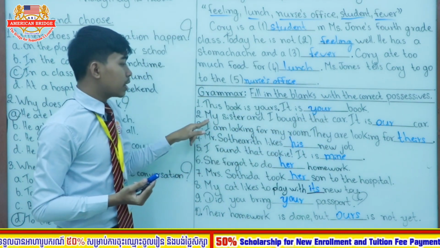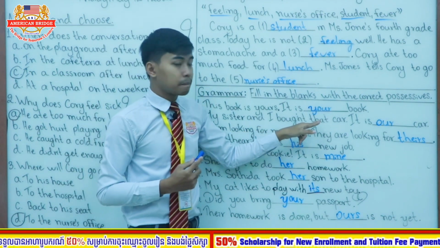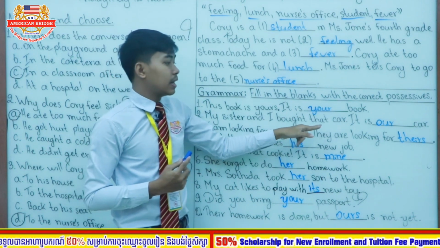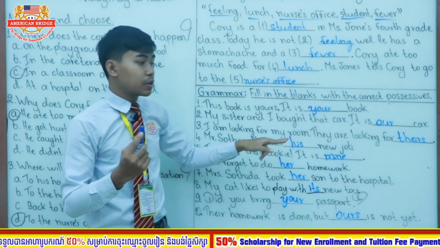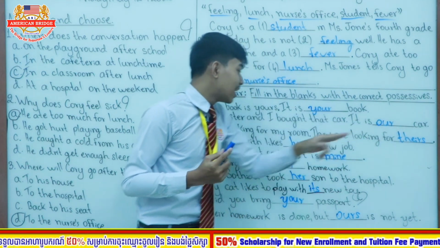Let's go to number 2. Can you read number 2? Very good. My sister and I bought that car. It is our car. The reason that we use our, the possessive adjective, is because there is the noun car here, right?